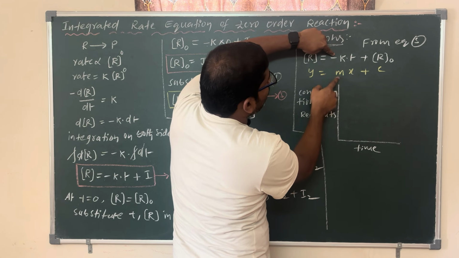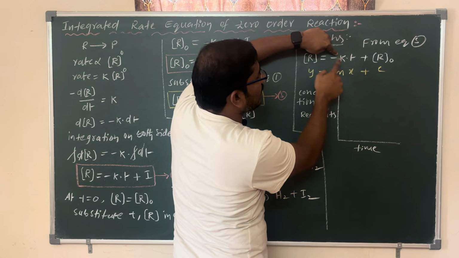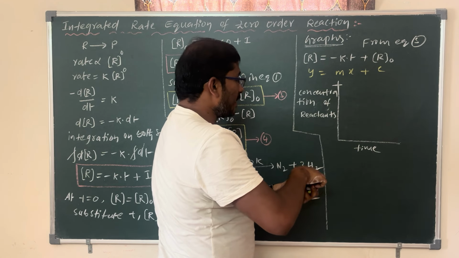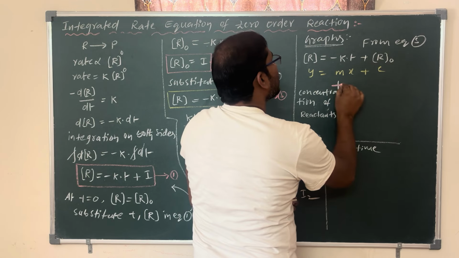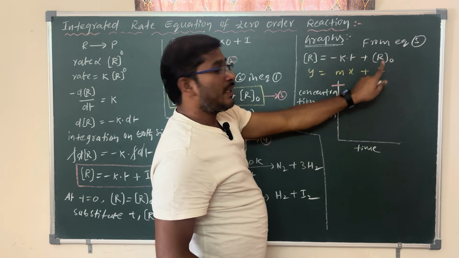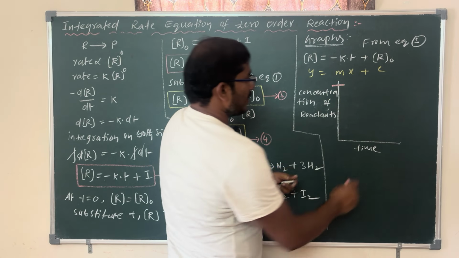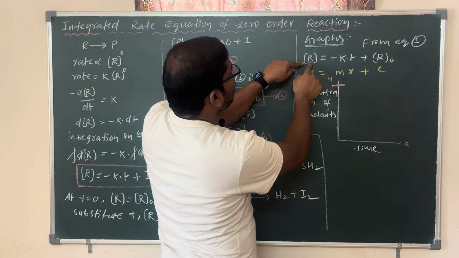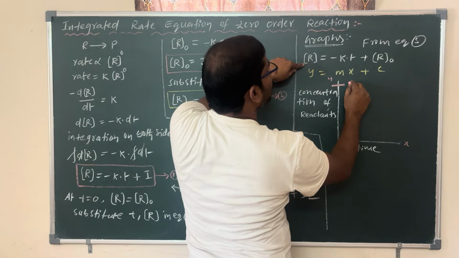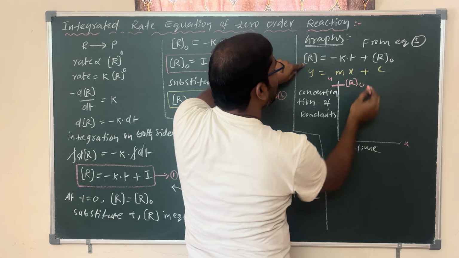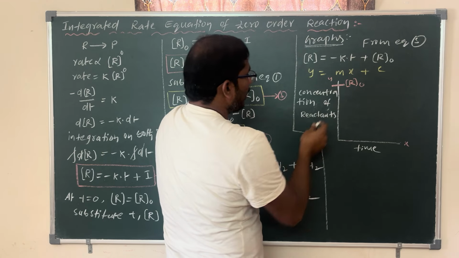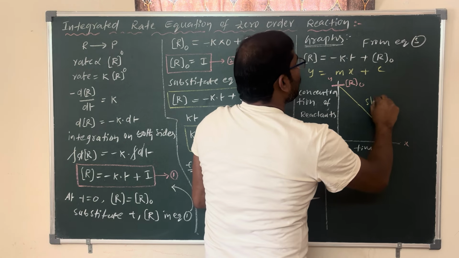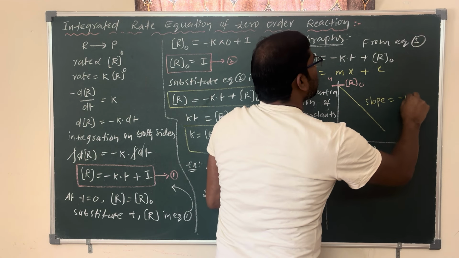And the slope is which slope? M is the slope here, minus K. Minus is nothing but a negative slope we are getting here. And this is the intercept. What is the intercept, students? C is the intercept. Intercept means where it cuts the y-axis. This is the x-axis and this is the y-axis. On the y-axis I am taking concentration of reactants, and this intercept is the initial concentration of reactants. And I am getting a negative slope. Slope is negative, and slope is equal to minus K.